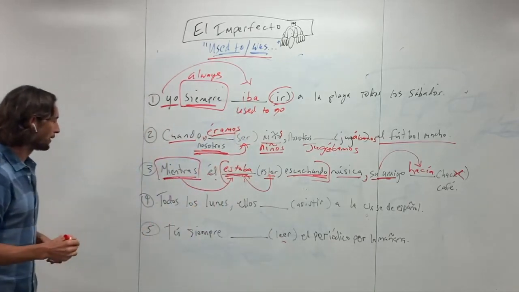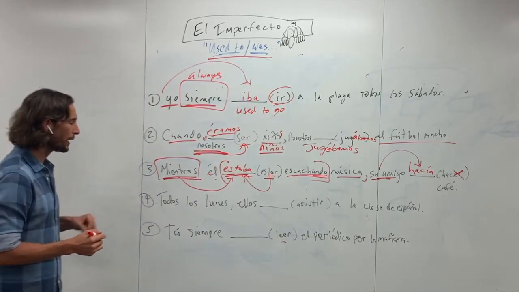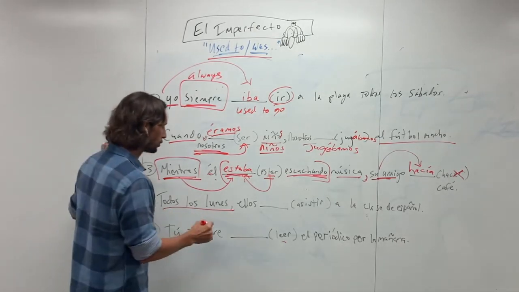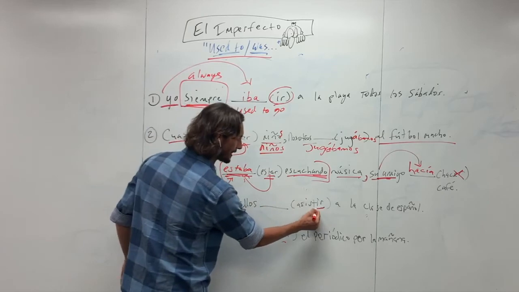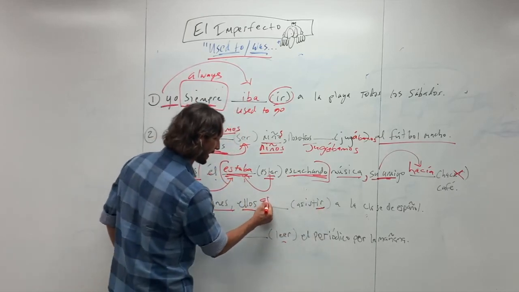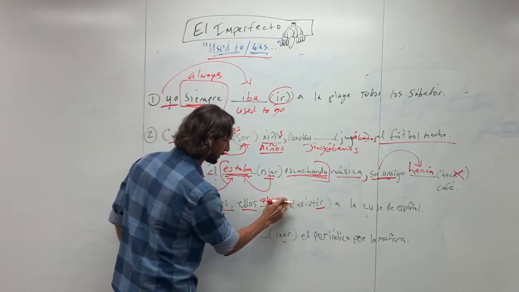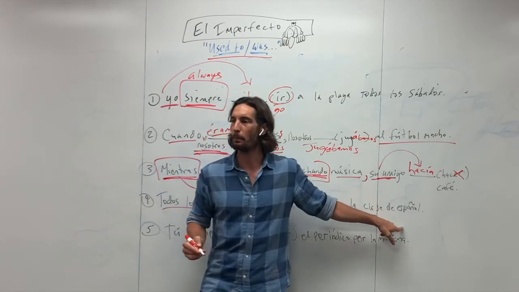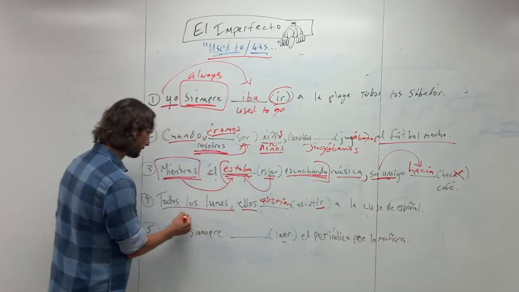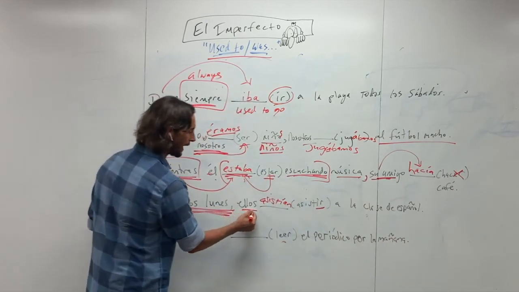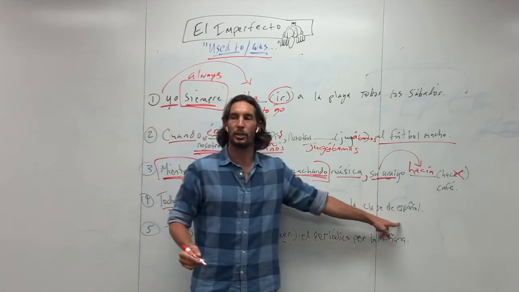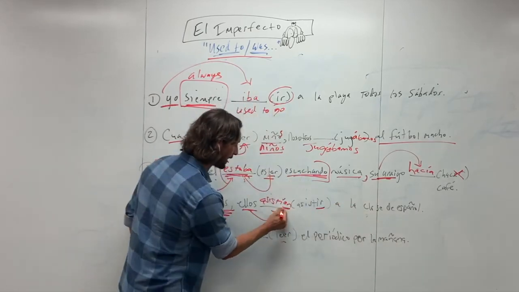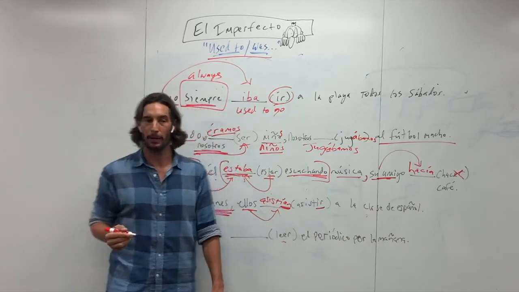And so, número cuatro, todos los lunes, every Monday, again, setting up something that's habitual. Todos los lunes, ellos, and we have asistir, ellos, so it's asistían. Let's make that an accent. So, ellos asistían a la clase de español. So, every Monday, todos los lunes, they attended Spanish class. So, todos los lunes, ellos asistían, a la clase de español.